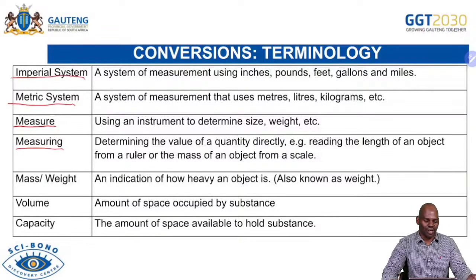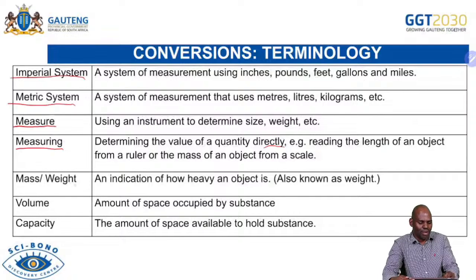What do we mean by measuring? That is the next one. Now, measuring is determining the value of a quantity directly. So after you measure, then we say this is measuring. Measuring means you must find the value. If you have to measure between 2 points, then use your ruler to find the length between 2 points. Then you must write down the value. So that is determining the value of a quantity directly. What do they mean? Reading the length of an object from a ruler or the mass of an object from a scale.